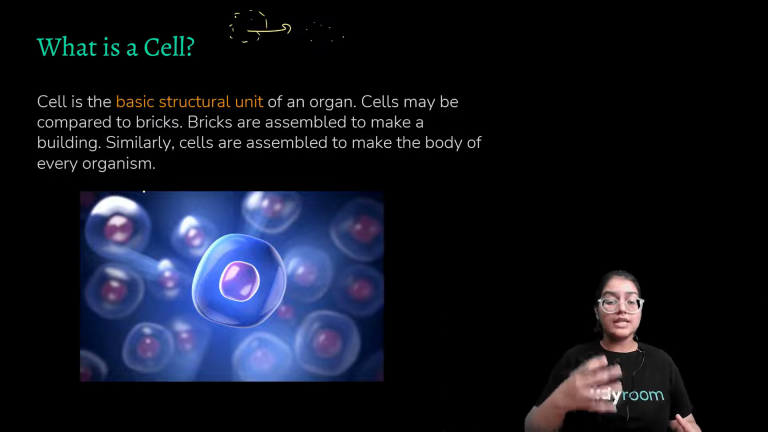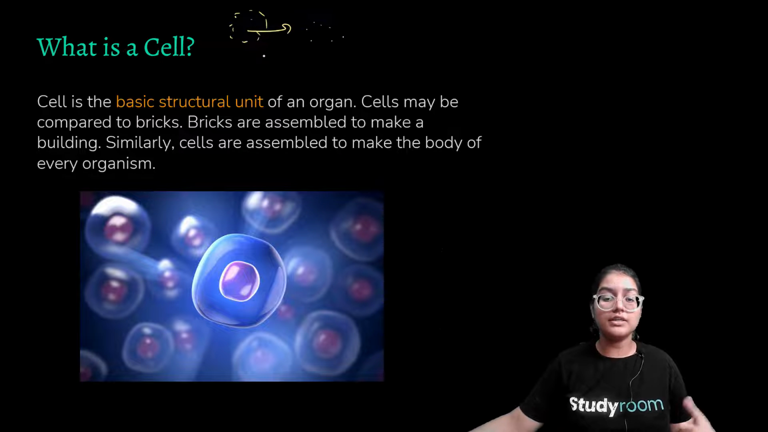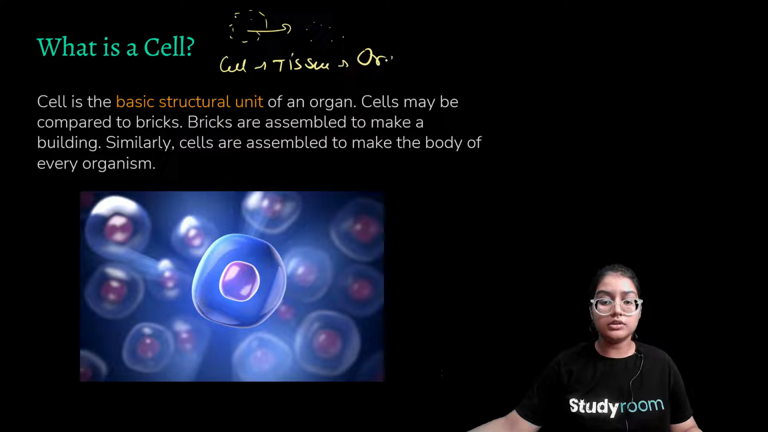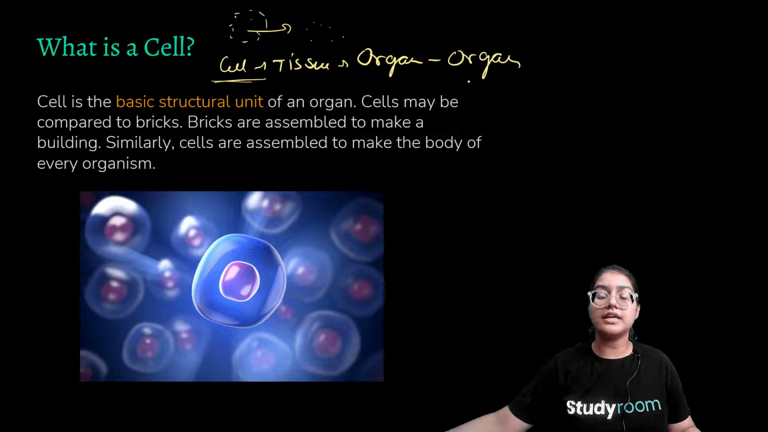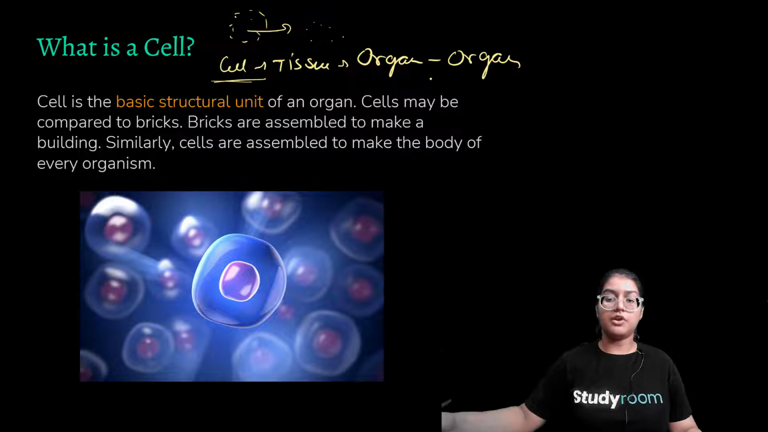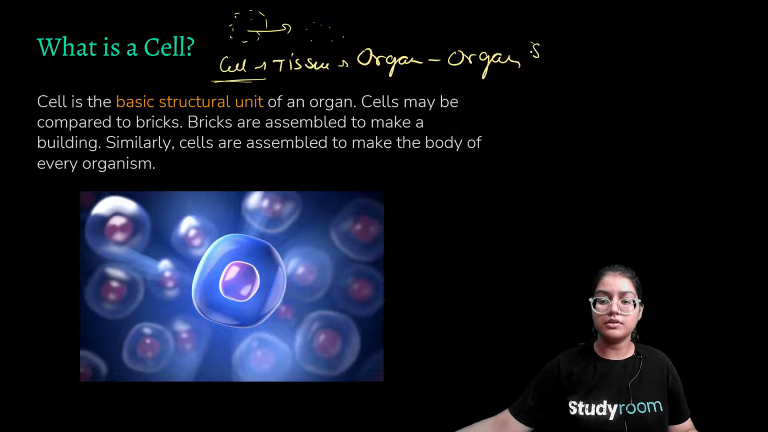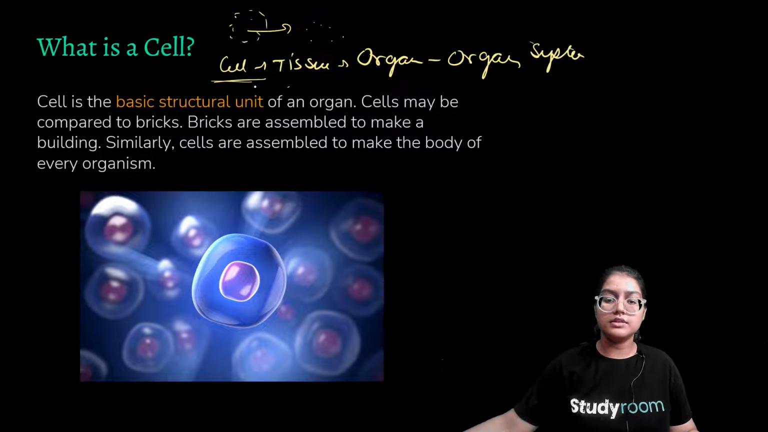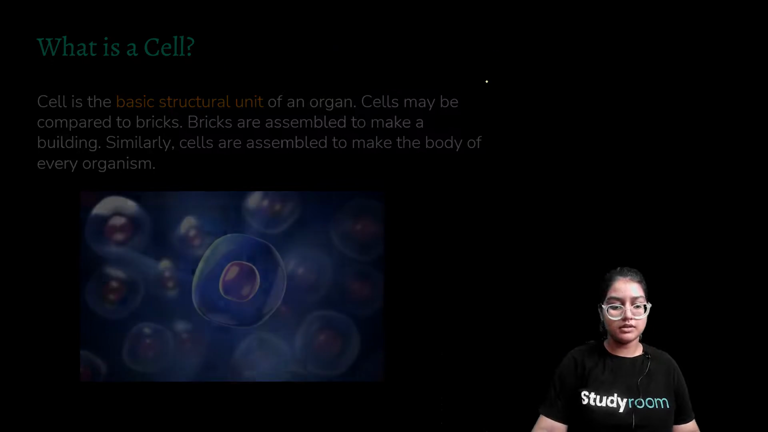So cells make tissues, tissues make organs, and organs make organ systems. So there is the cell, there is the tissue, then there is the organ, and then there is the organ system. This is the simplest basic structure of an organ. This is the highest, most complex terminology you may say. So this is the organ system. This is simplest. When we proceed, it becomes complex.